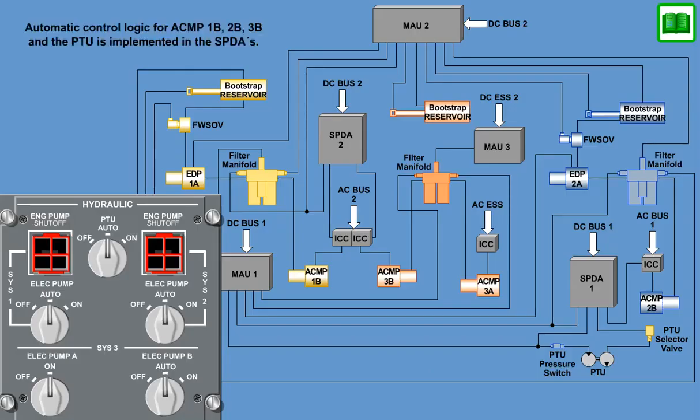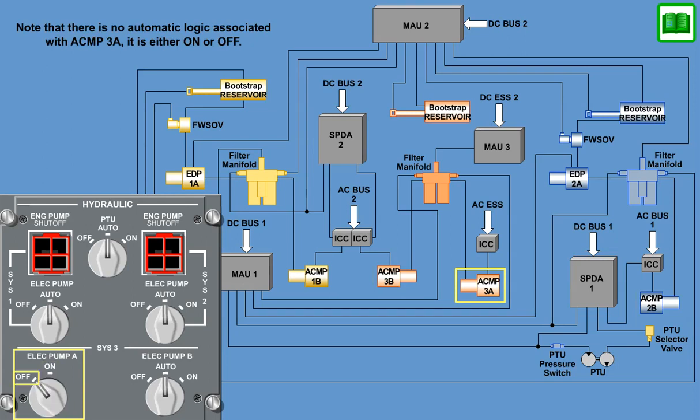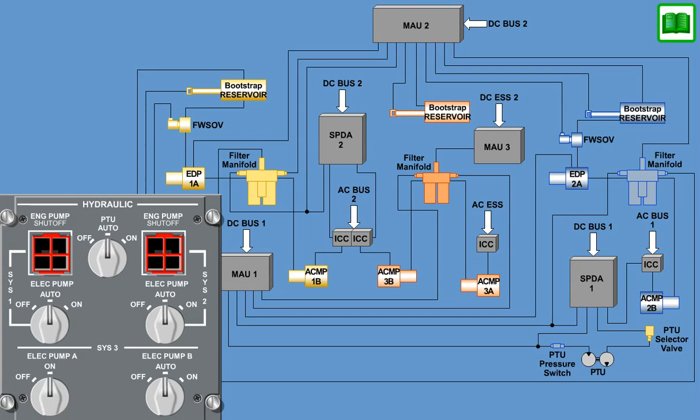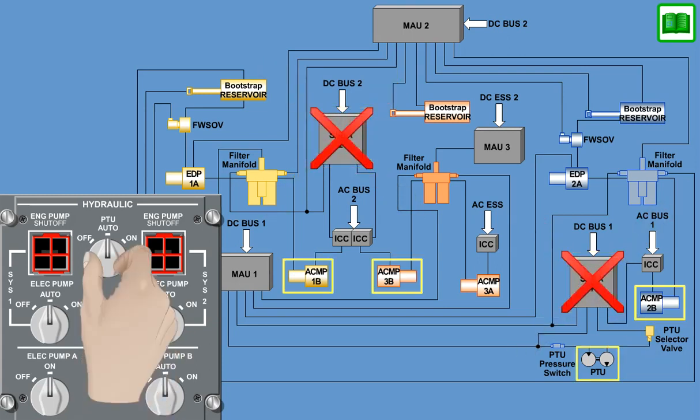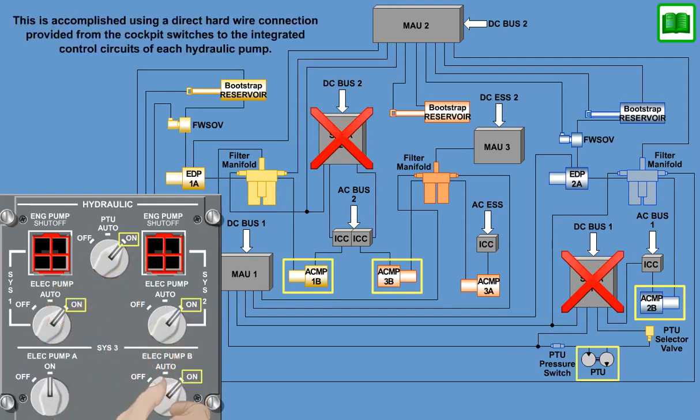The automatic control logic for ACMPs 1B, 2B, 3B, and the PTU is implemented in the SPDAs. Note that there is no automatic logic associated with ACMP 3A. It is either on or off. In case the respective SPDA goes offline, these pumps can be manually selected on. This is accomplished using a direct hardwire connection provided from the cockpit switches to the integrated control circuits of each hydraulic pump.